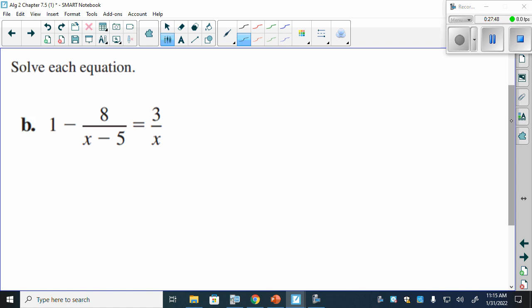All right, let's look at this one here. So again, we need to simplify the denominators. What can we multiply each of these terms by to get the denominators to simplify out? We'll need an x for the 3 over x, and if we multiply it by one thing, we have to multiply it by everything, and the x minus 5.